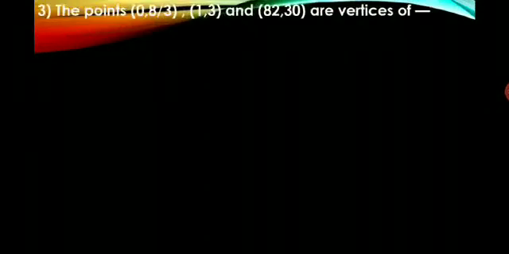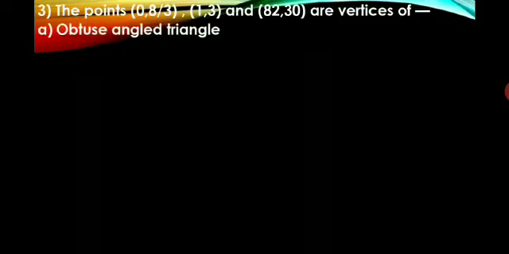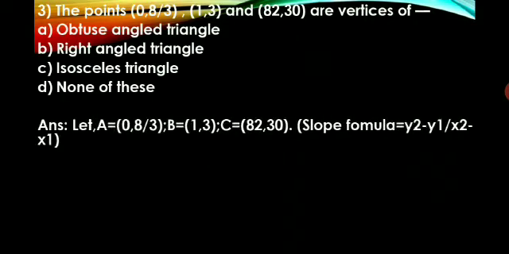The next question: the points 0, 8 by 3, 1, 3 and 82, 30 are vertices of option A, obtuse angle triangle, option B, right angle triangle, option C, isosceles triangle, option D, none of these. Answer: let A is equal to 0, 8 by 3, B is equal to 1, 3 and C is equal to 82, 30, and slope formula is equal to y2 minus y1 by x2 minus x1.